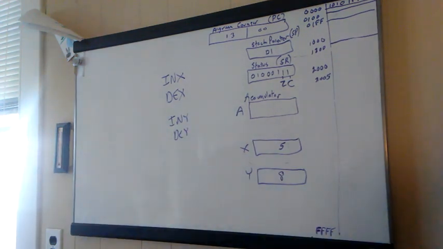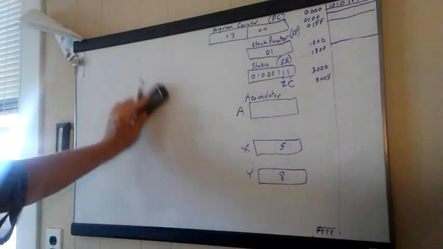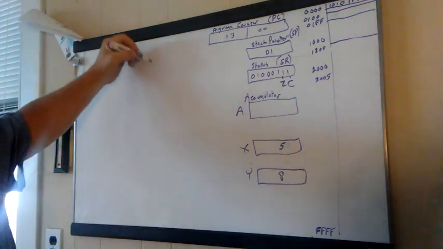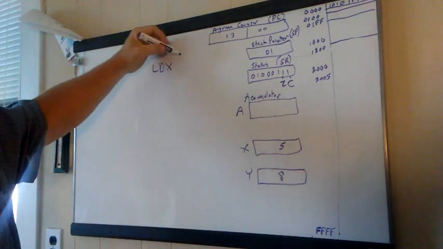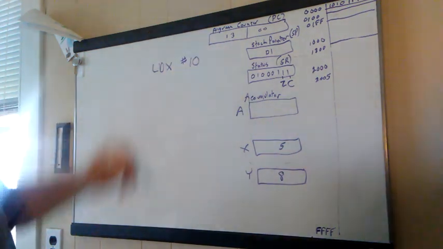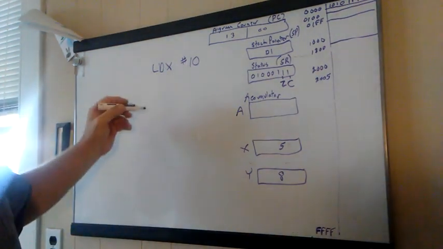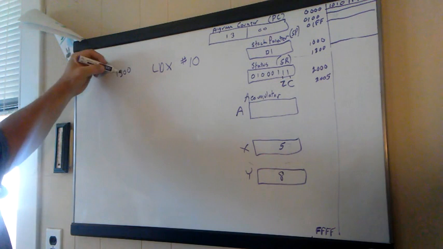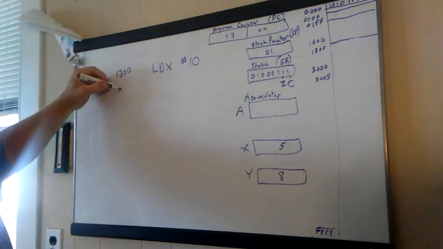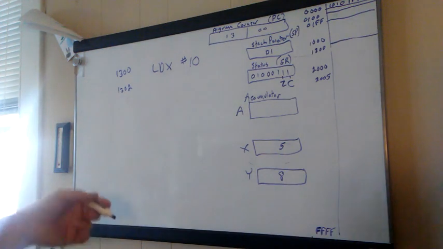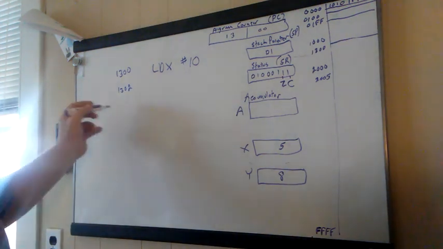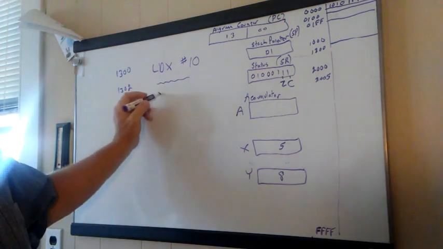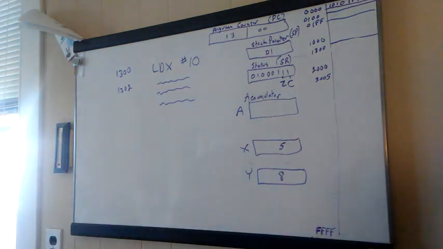And those come in handy, especially when you want to loop, because let's say you want to just do something 10 times. Well, you load x. This would be one way to do it. Load x with 10, which I'll just leave in decimal, and let's say our program is starting at 1300. Then the next instruction is going to be at 1302, which I won't get into why that is. Let's say you're going to do some stuff here, whatever the stuff is you want to do 10 times.